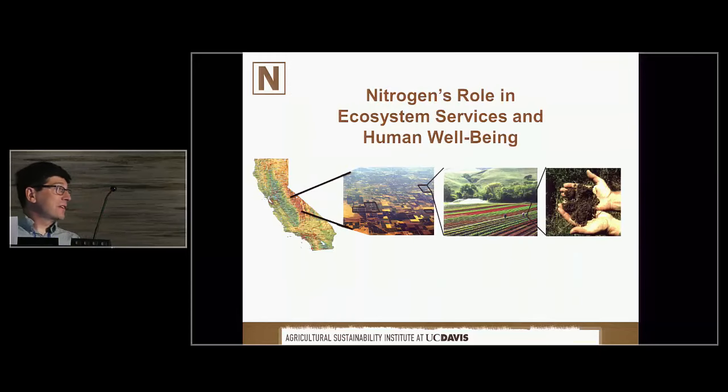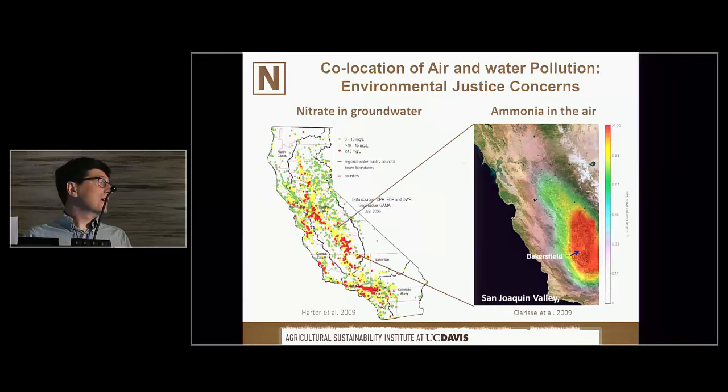And then finally, to finish up, I'll just touch on some of the other parts of the assessment. So we looked at nitrogen's role in ecosystem services and human well-being. And so one thing that comes up is there's a lot of benefit from nitrogen use in agriculture. There's no denying that, but there's also a lot of downsides to nitrogen in terms of clean air and clean water. And a lot of these are overlapping in spatial scale.